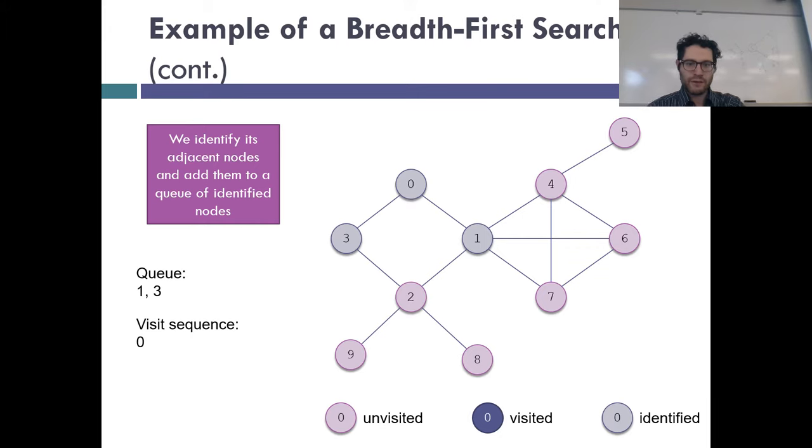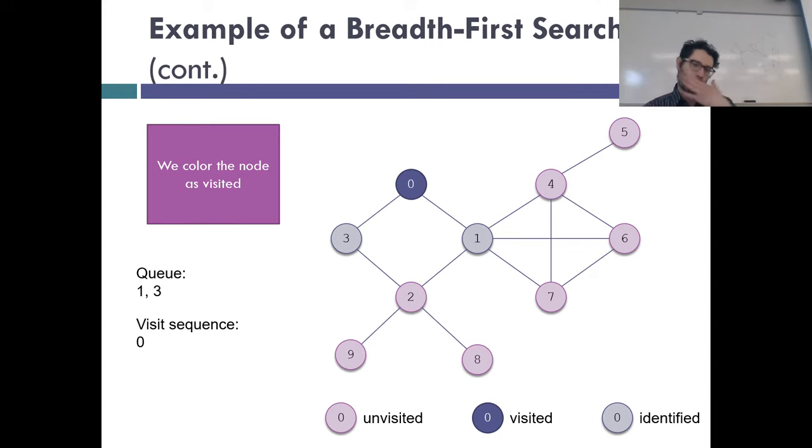So we visited 0 and we looked at 0's neighbors, which are 1 and 3. So we're done with that one. Now we move on to our next node, which we get by looking at our queue. So that's 1.